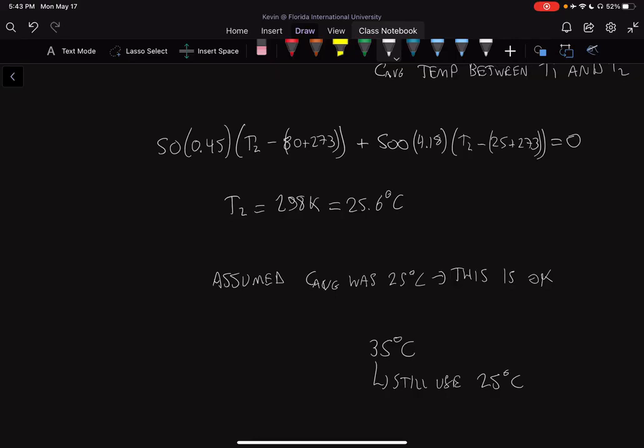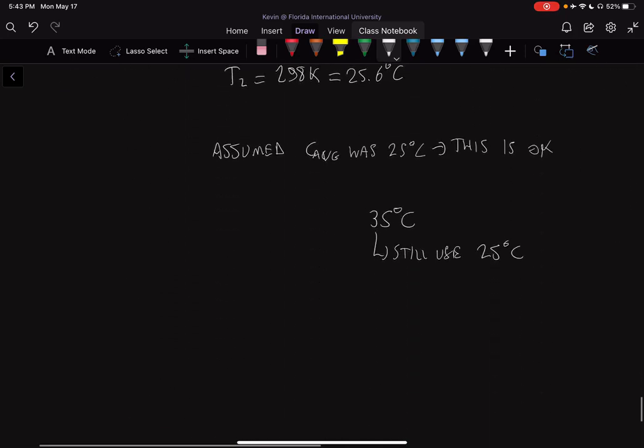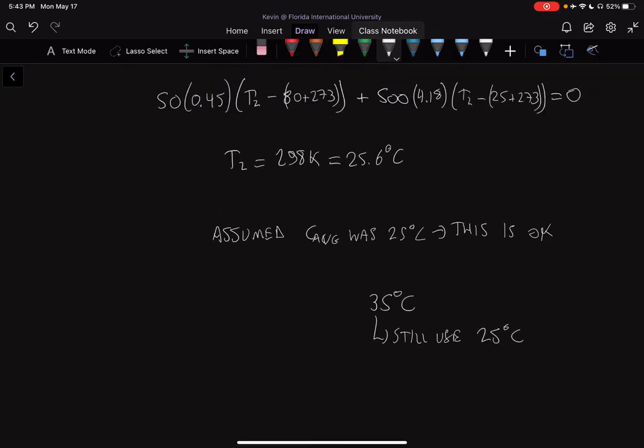Okay, so this concludes part 5 of our module 3, and we'll be back in part 6 to discuss gases and how we can apply these equations to gases.